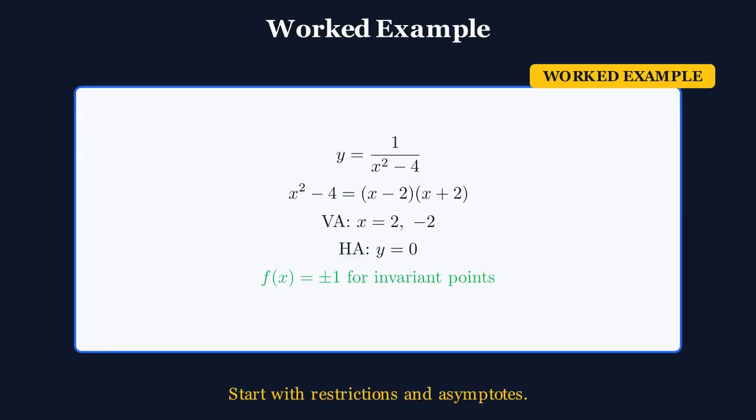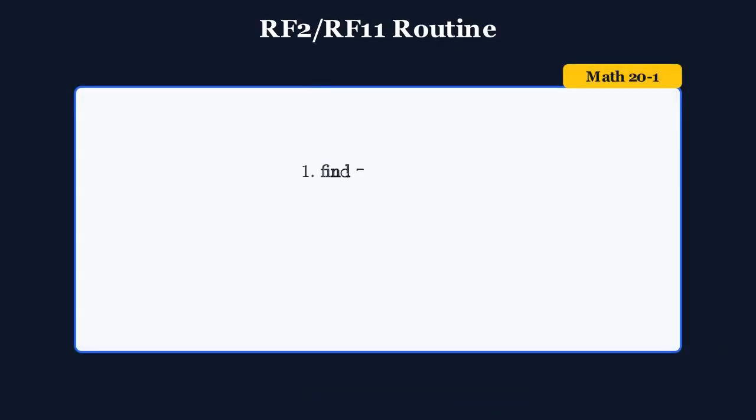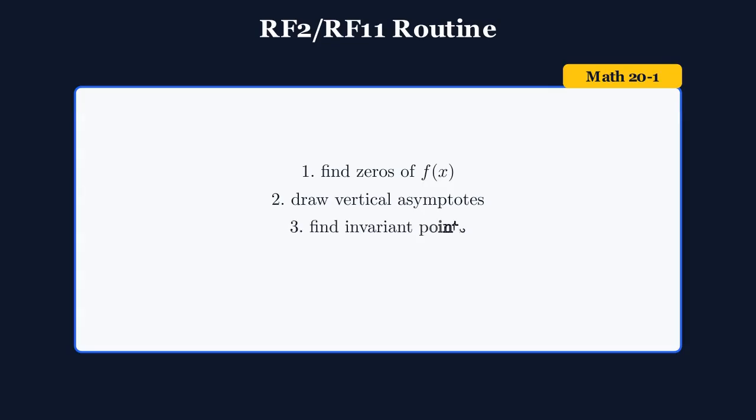Great work! For reciprocal functions, start from the original f of x. Zeros of f become vertical asymptotes. Points where f equals 1 or -1 are invariant points. The horizontal asymptote often comes from end behavior. Use restrictions, asymptotes, and invariant points to build the graph.